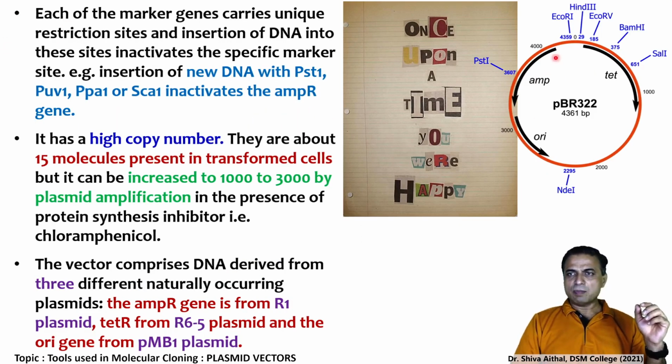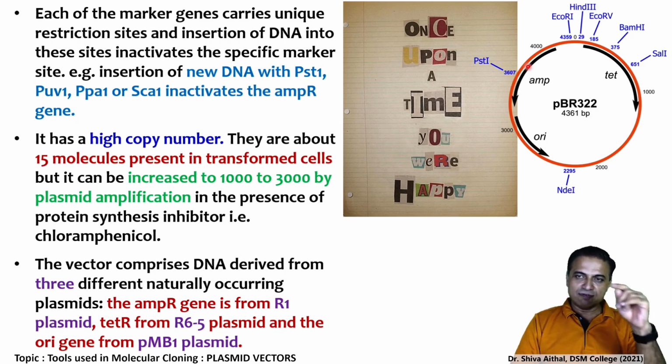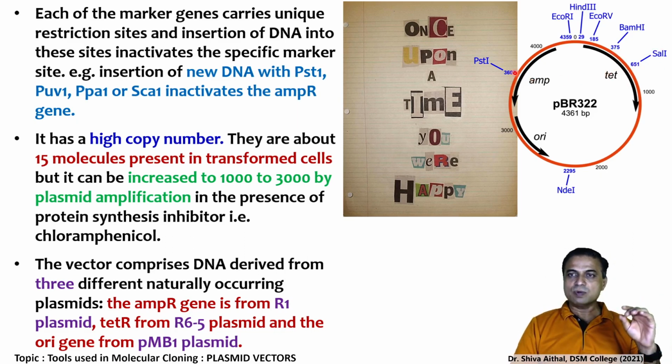Now you can see each of the marker genes in this engineered plasmid carries unique restriction sites for insertion of DNA, and if DNA is introduced into the antibiotic resistance genes, the genes are inactivated. Any gene where the gene of interest is introduced will be inactivated. If the new DNA is introduced at PstI, the cell will become ampicillin sensitive, but it will remain tetracycline resistant, and so on. If the gene of interest is introduced in the tetracycline gene, the cell will become tetracycline sensitive but will remain ampicillin resistant.